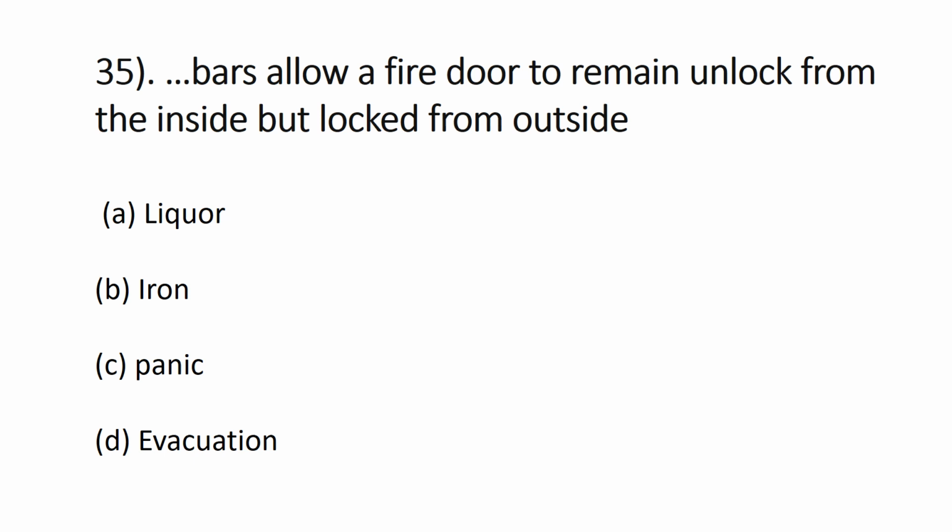Question number 35. A bar allows a fire door to remain unlocked from the inside and locked from the outside. A. Liquor, B. Iron, C. Panic, D. Evacuation. The correct answer is panic bar. The panic bar is always installed on the fire exit door. It remains unlocked from the inside and locked from the outside. I hope you already know about it. A panic bar allows a fire door to remain unlocked from the inside and locked from the outside.